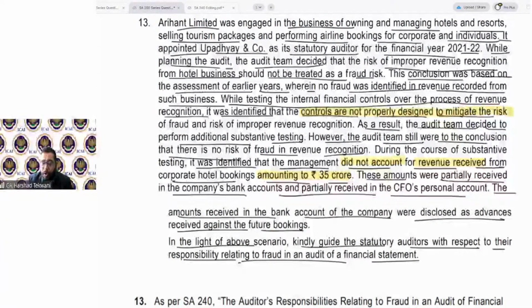Come on, guys. So, in the light of the above scenario, whatever we have discussed, that there was an issue in the controls, and what was missed out, what was the auditor's assessment, you need to guide the statutory auditor with respect to the responsibility relating to fraud in audit of financial statements. How will you guide? At what places will you guide?